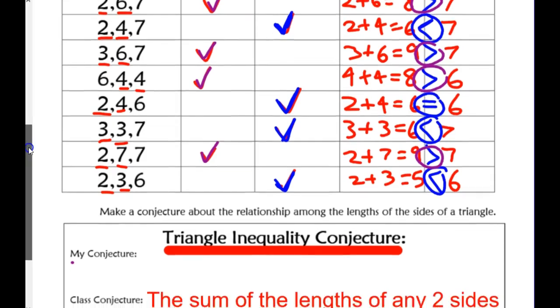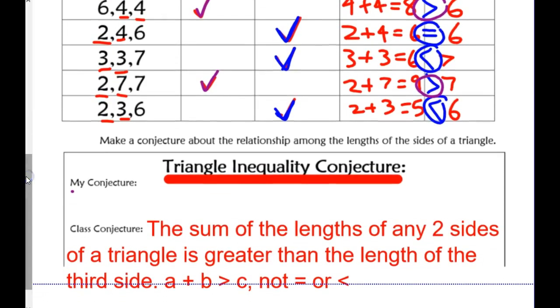Okay, as you finish up the my conjecture, then you're going to write down the class conjecture. So this one's not in your own words, it's in these words. The sum of the lengths of any two sides of a triangle is greater than the length of the third side. In other words, A plus B is greater than C. It's not equal, it's not less than. So A plus B is greater than C.